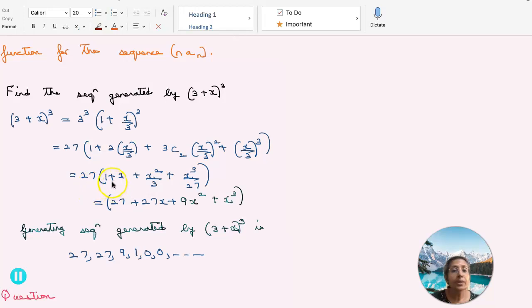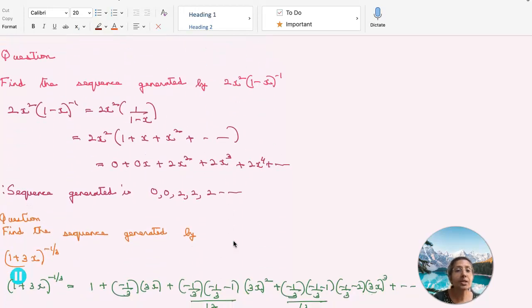So that is 27 into 1 + x + 3C2 is 3, so the 3 gets cancelled with a 9 here and you get x squared by 3, plus x cubed by 27. If you multiply this, you get 27 + 27x + 9x squared + x cubed. So the sequence generated by this (3 + x) the whole cubed is 27, 27, 9, 1 and the rest are all 0, 0. Why do we write 0, 0 here? Because there is nothing after x cubed.